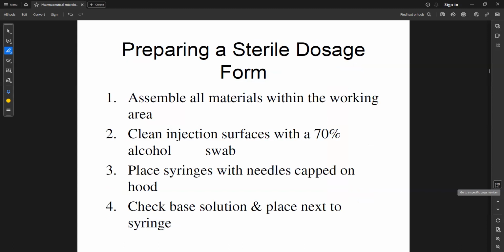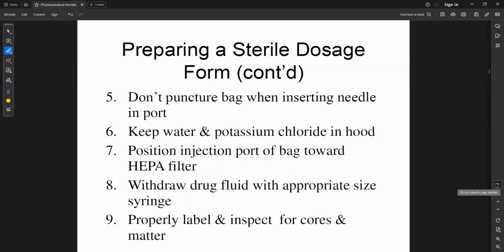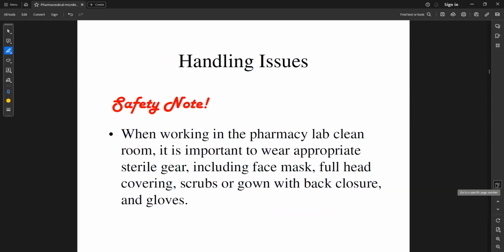Then, preparing a sterile dosage form: assemble the materials within the working area, clean injection surfaces with 70% IPA, place syringes with needles capped on the hood, and check the base solution and place it next to the syringe. Don't puncture the bag when inserting the needle into the port. Keep water and potassium chloride in the hood. Position the injection port of the bag toward the HEPA filter. Withdraw drug fluid with an appropriate sized syringe, then properly label and inspect for particulate matter.